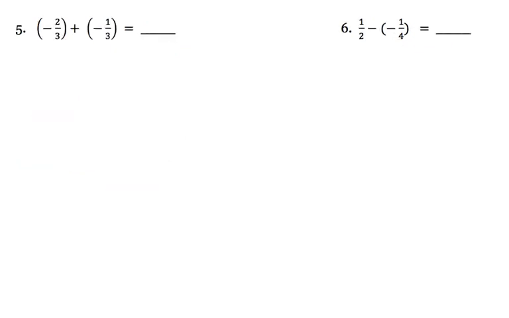Numbers 5 and 6 have addition and subtraction, which makes me think of the open number line, so I'm going to model it there. Negative 2/3 plus negative 1/3. So I think back to the lessons that dealt with the flying house from Up, and I realized that the first number in an integer problem like this is the starting point of the house. And so we're starting below 0, and we're starting at negative 2/3.